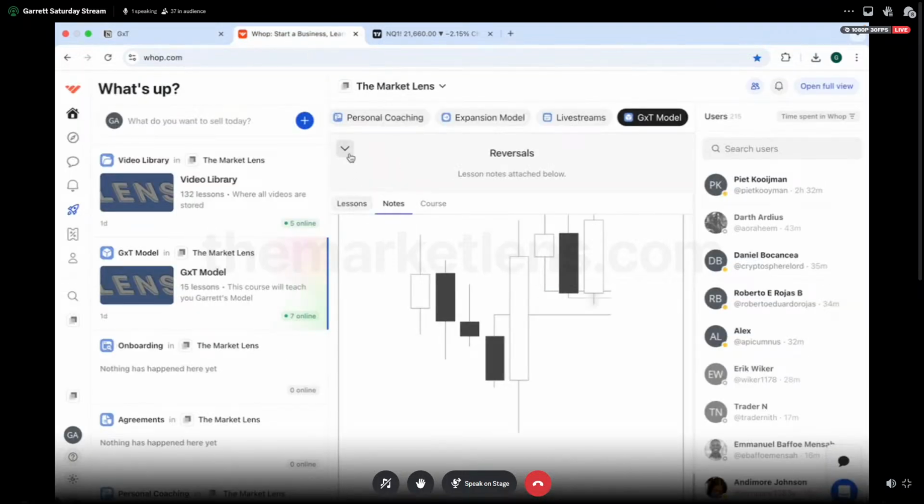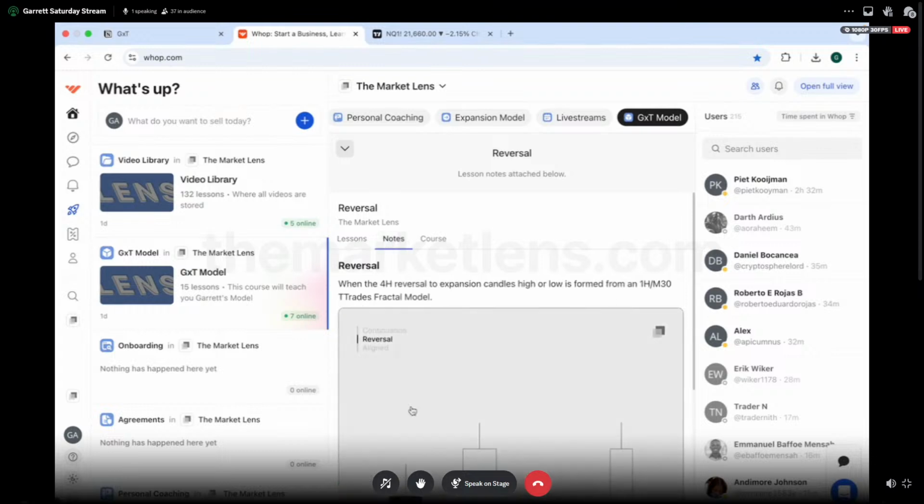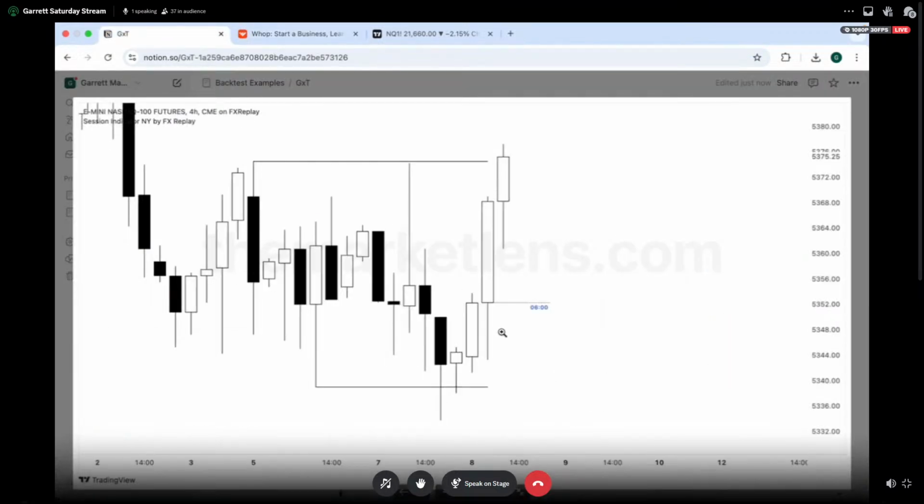I'm going to add this into this section, reversals, because it just shows here a reversal into expansion, but I also need to show just like a continuation candle, right? Just an expansion candle, which is this right here. This is just an expansion candle. It's not a reversal into expansion.